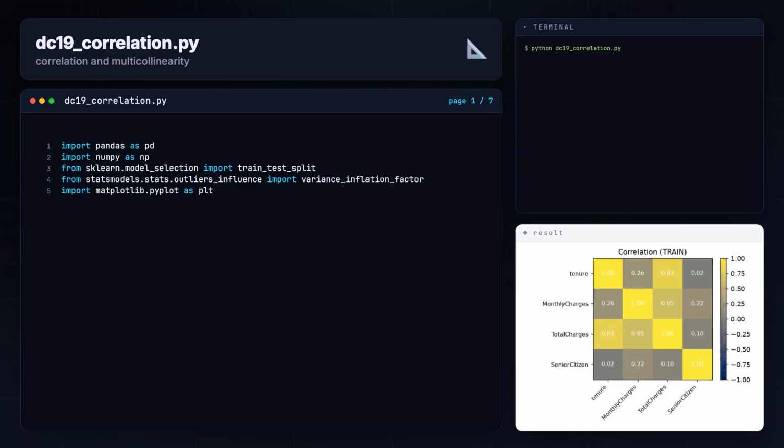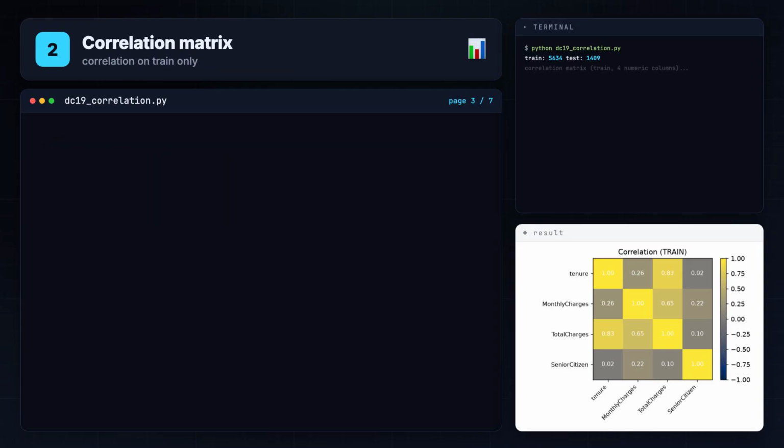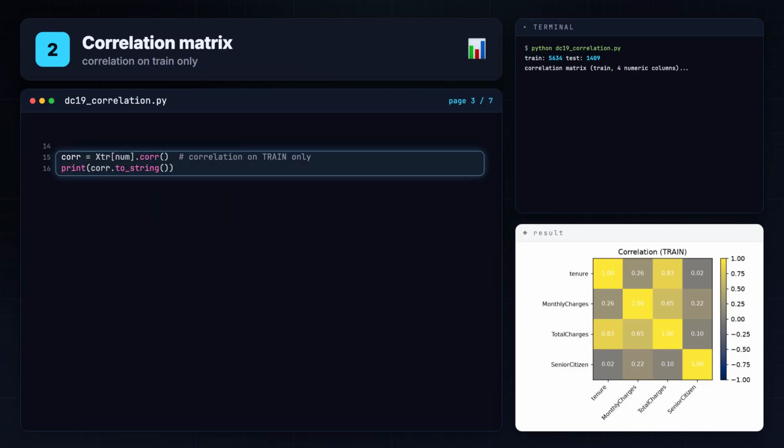Let's build the heat map and the VIF table on the train numeric columns and watch total charges light up. Spine first: load, fix total charges to numeric, split train and test stratified on churn with random state 42. We compute the correlation matrix on the train numeric columns only: tenure, monthly charges, total charges, senior citizen.